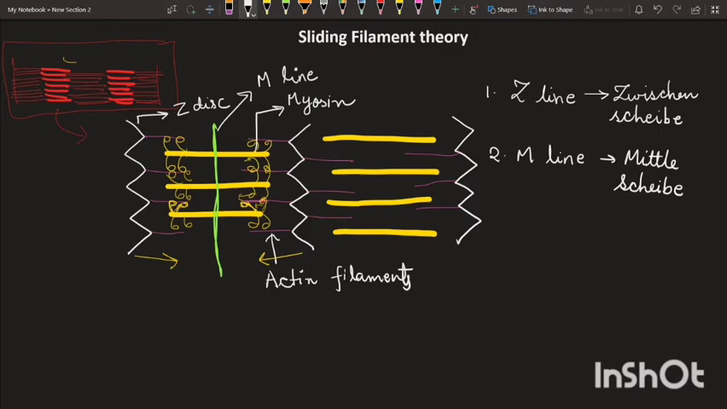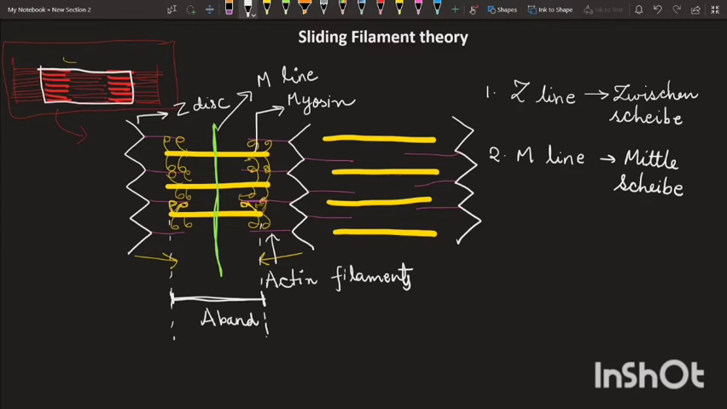Now in this diagram you can see this full area. If you have to locate the same thing here, this is the A band. That means the A band has some actin also, some myosin also, isn't it? It is having actin as well as myosin. It is having both the parts. So this is the A band.